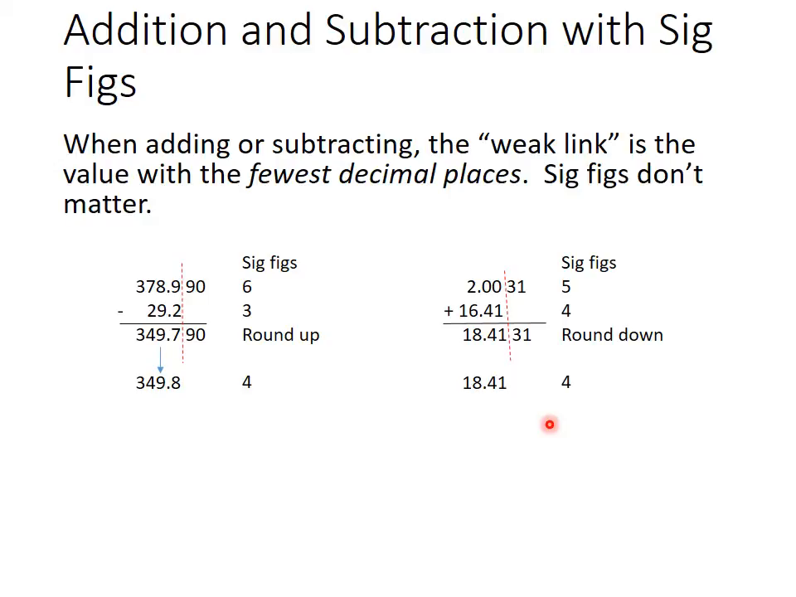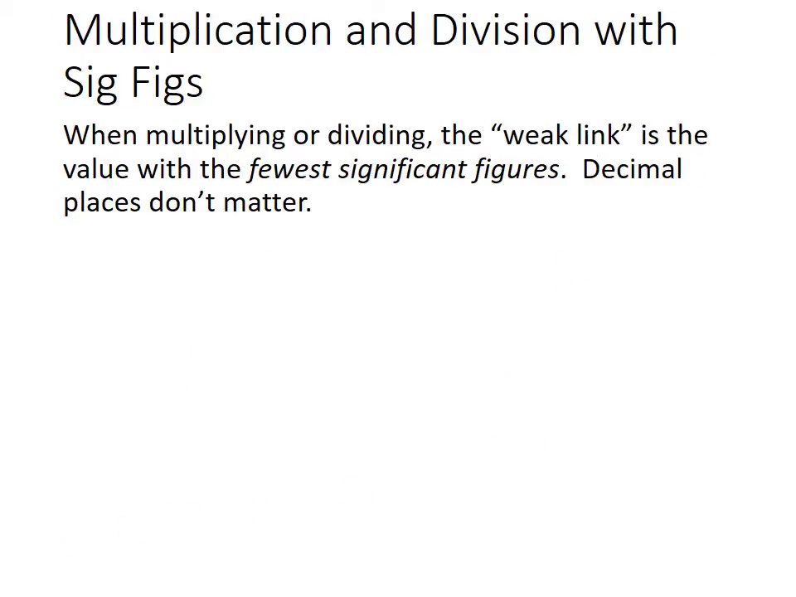So to recap, your weak link is decimal places when adding or subtracting. Let's look at multiplication and division. When multiplying or dividing, your weak link is now the one that has the fewest significant figures. Decimal places don't matter. It's the opposite of addition and subtraction. Let's take a look at an example.